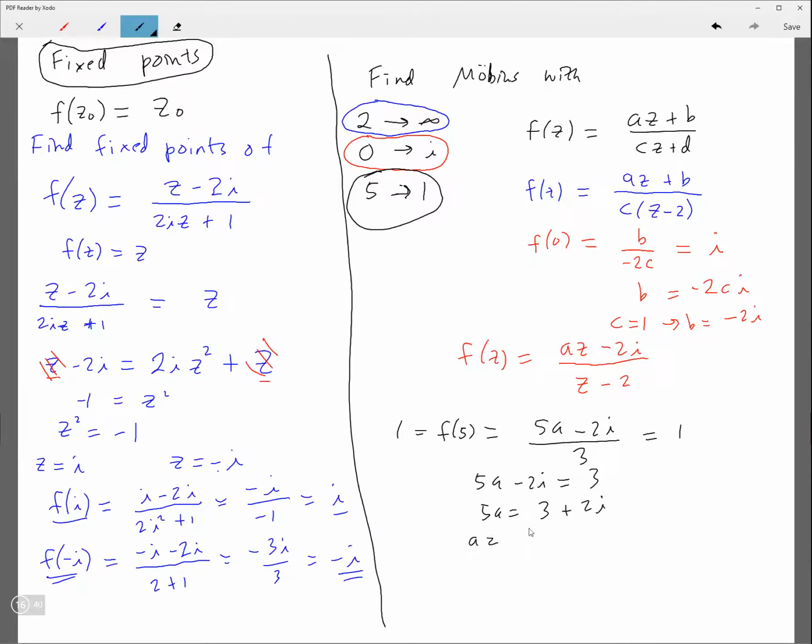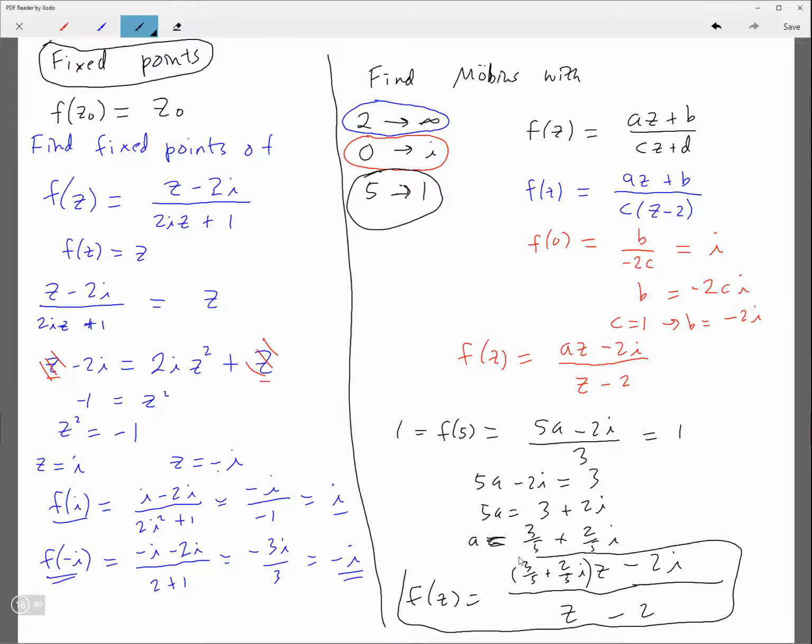So a has to be 3/5 plus 2/5 i. That's a. Okay, and so we just put that number there: 3/5 plus 2/5 i. That's your a times z minus 2i over z minus 2. And that transformation will do the trick. It maps these three points to these three points.